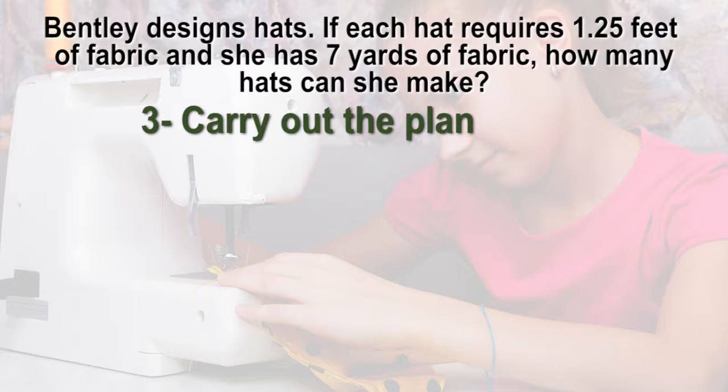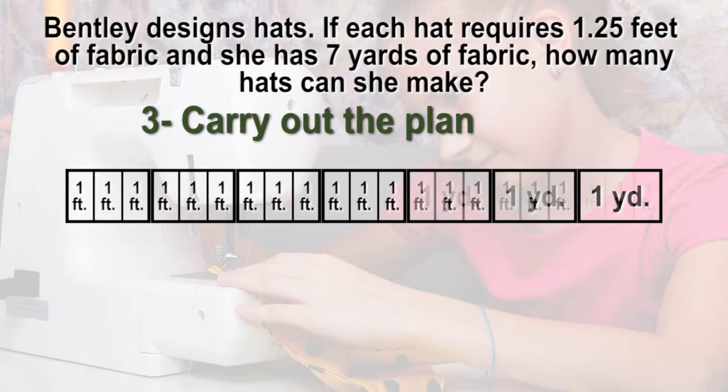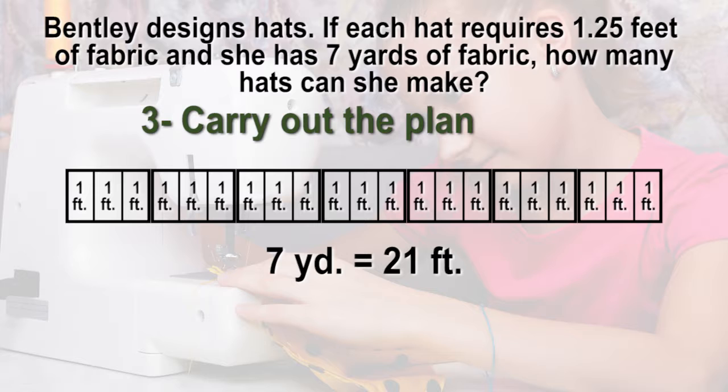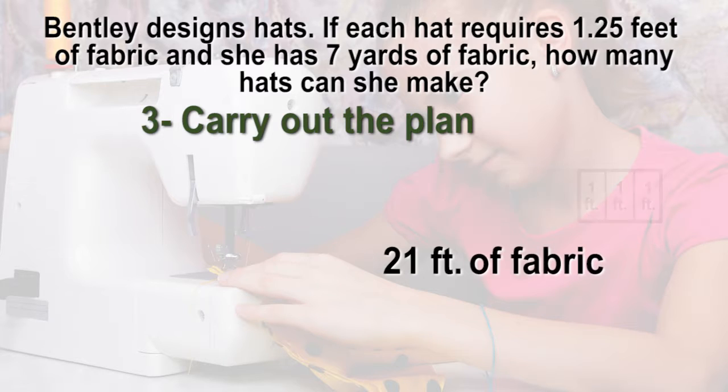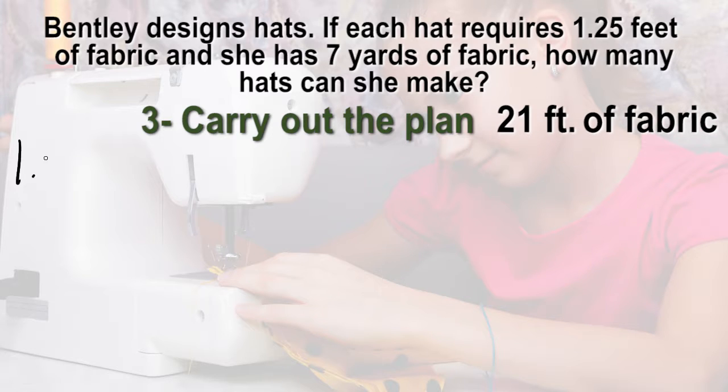Let's try drawing a model to find out how many feet are in 7 yards. If we use a bar model and use 1 bar to represent 1 yard, we'll need 7 of them. Since there are 3 feet per yard, we'll divide each bar into 3 sections. If we count every section representing feet, then there are 21 feet in 7 yards.